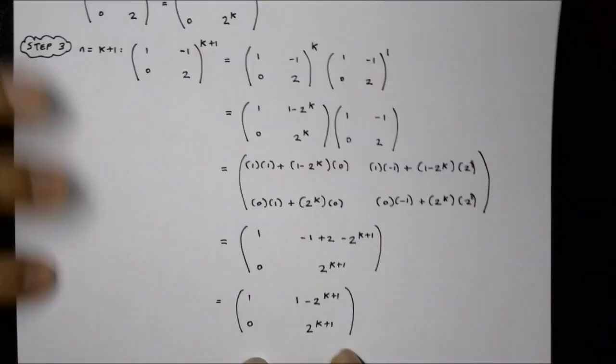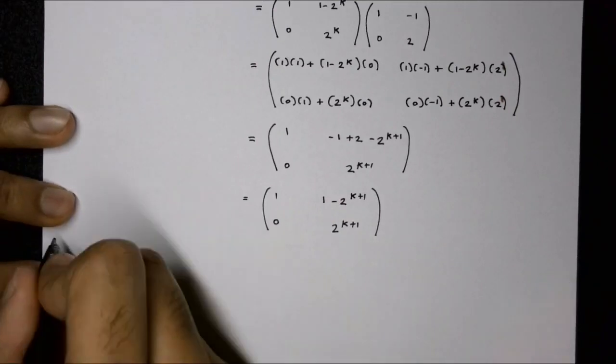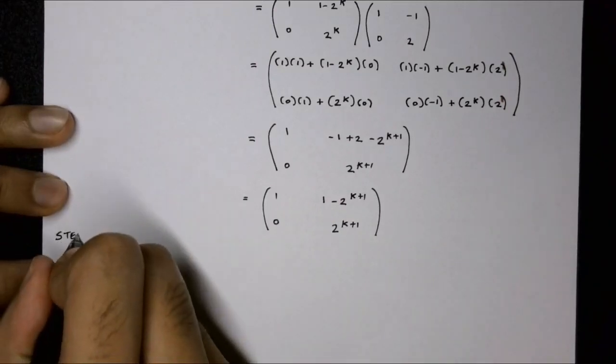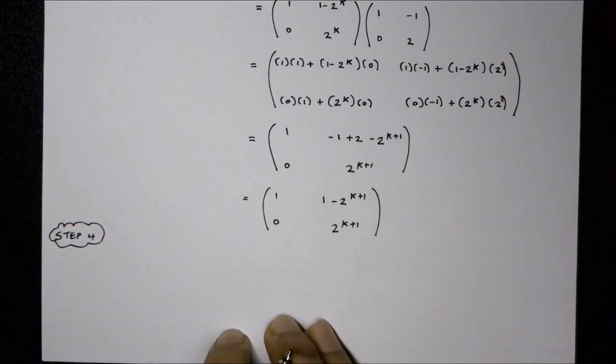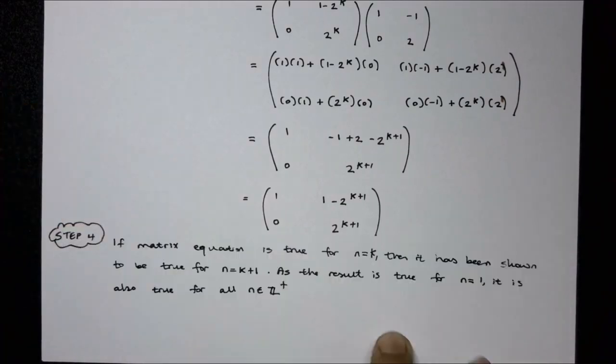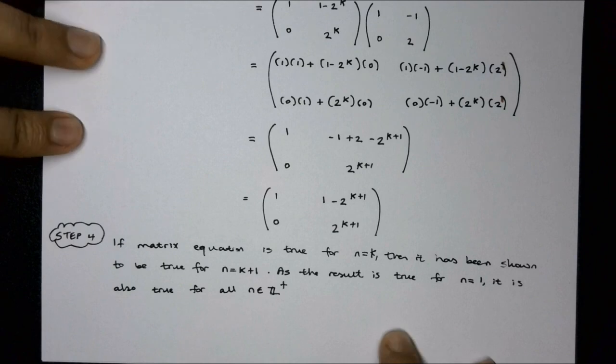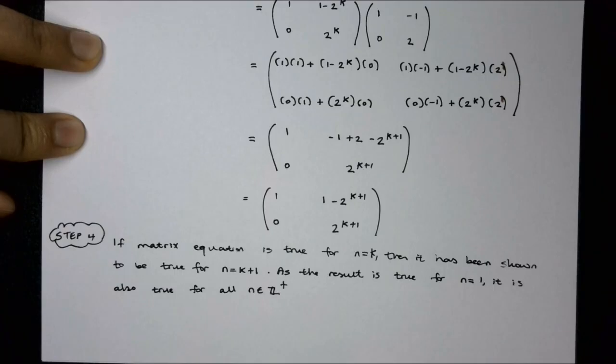So now we can move on to our conclusion step, step 4. And with our conclusion step, we would have the following. If the matrix equation is true for n equals k, then it's been shown that it's true for n equals k plus 1. And as the result is true for n equals 1, it is also true for all positive integers n.